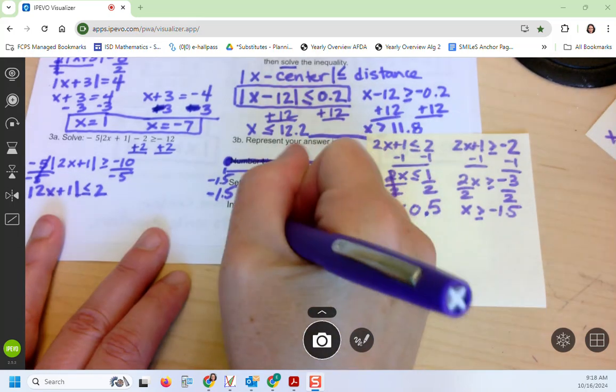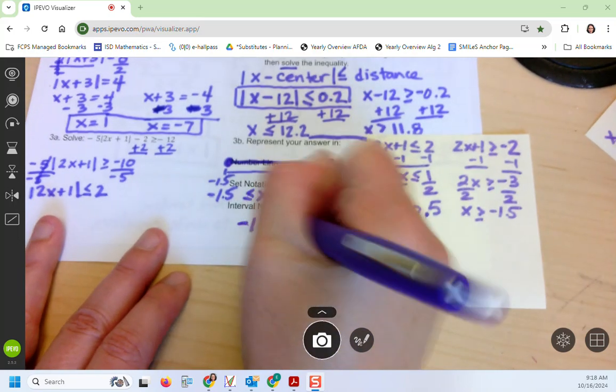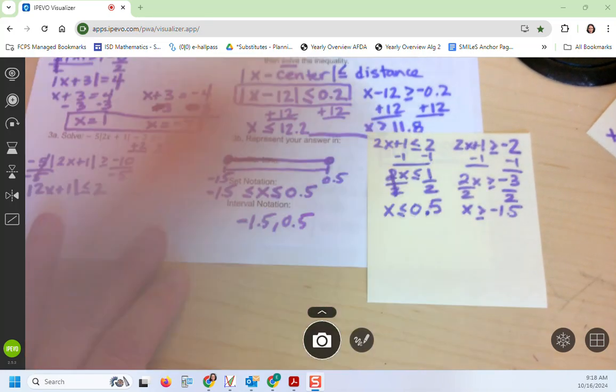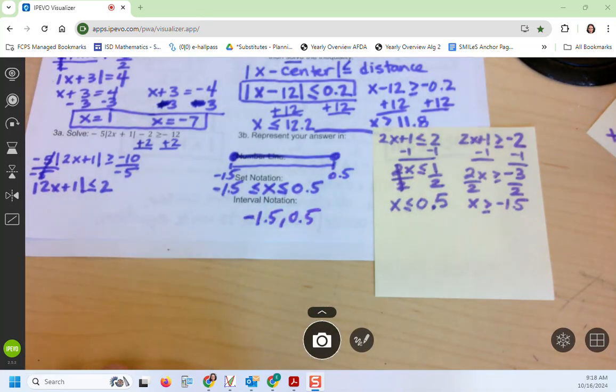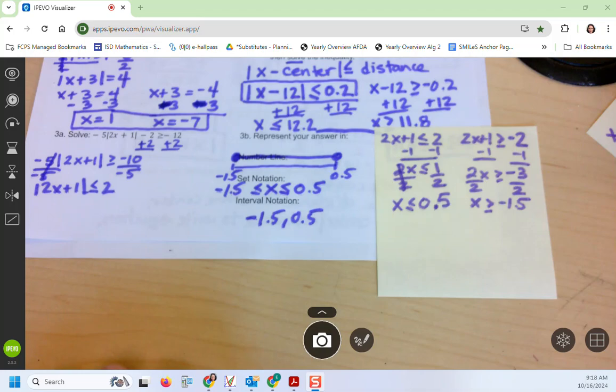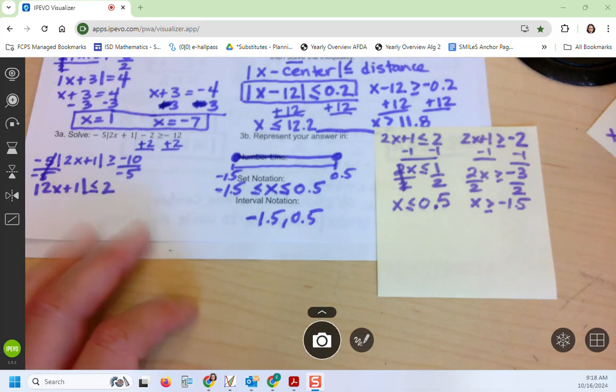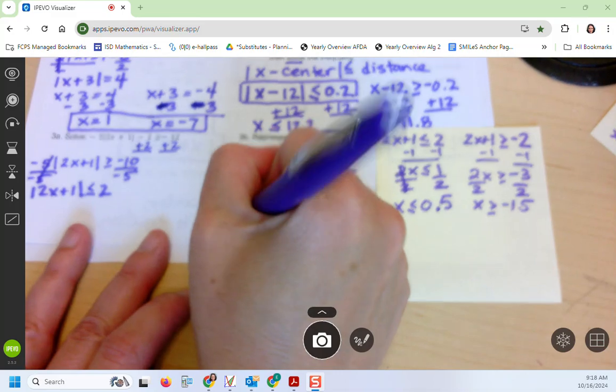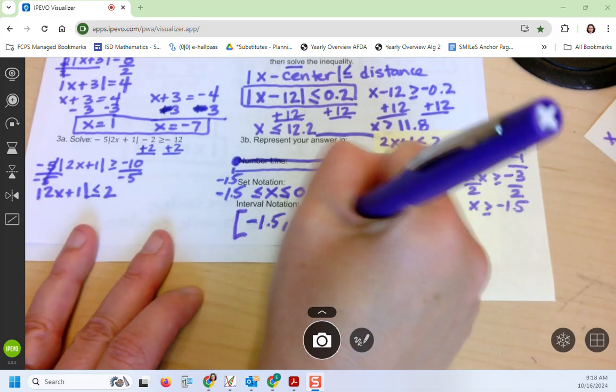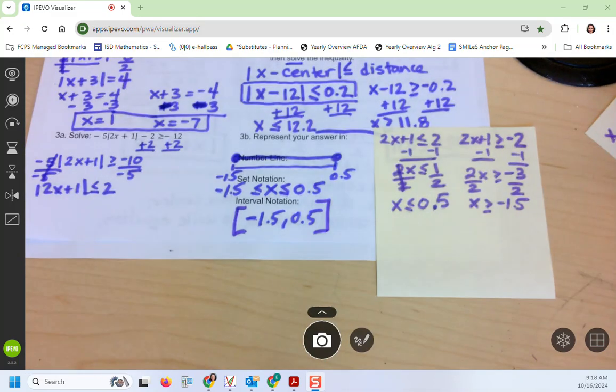Interval notation is when you put a comma in between the two numbers. And should I be putting parentheses or square brackets on that? Look at the dots. The dots are filled in. Does that mean parentheses or square brackets? Square brackets. All right, that was a lot.